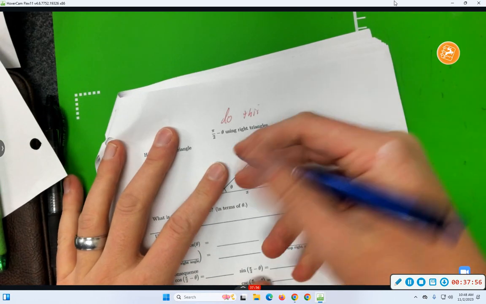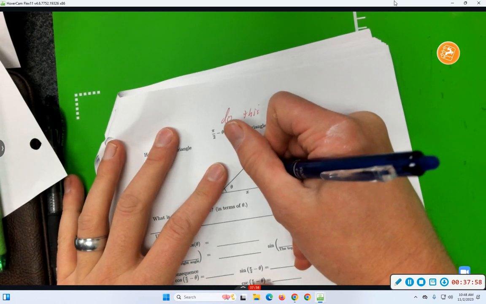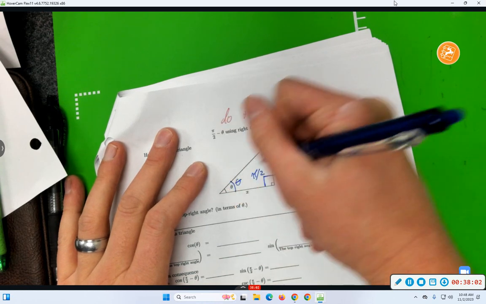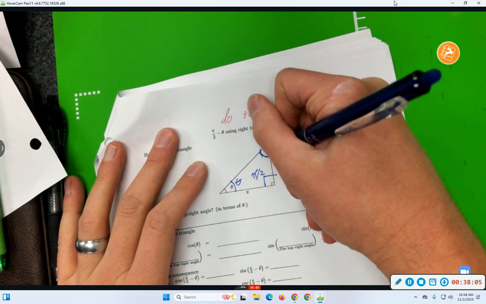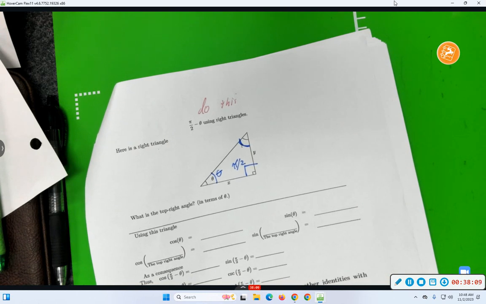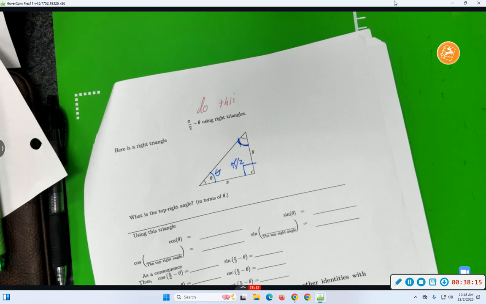So here's a right angle, an angle of pi over 2. Here's an angle of theta. Here is an unknown angle. Do I have enough information that I could determine that unknown angle? Yeah. In fact, what is that unknown angle? How would I determine that unknown angle?